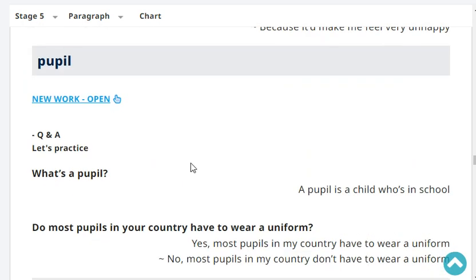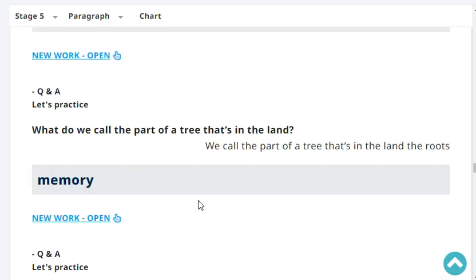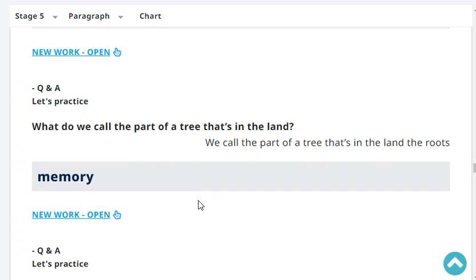What's a pupil? A pupil is a child who's in school. Do most pupils in your country have to wear a uniform? Yes or no? Yes, most pupils in my country have to wear a uniform. Very good. What do we call the part of a tree that's in the land? We call the part of a tree that's in the land the roots.